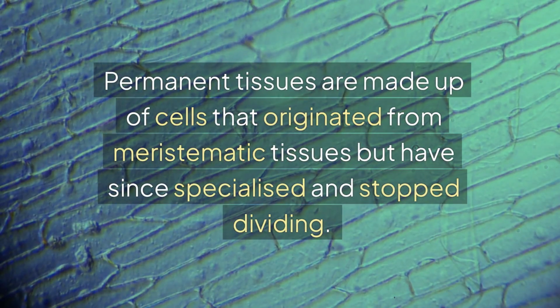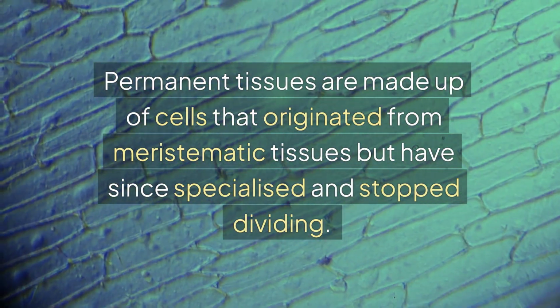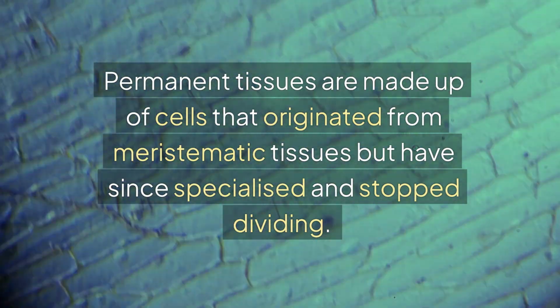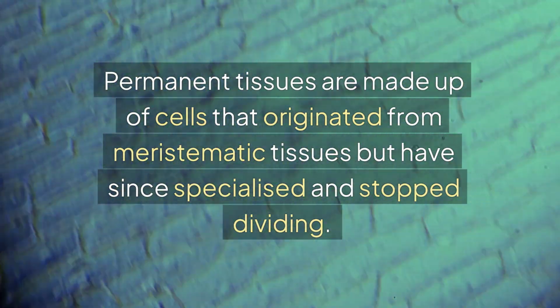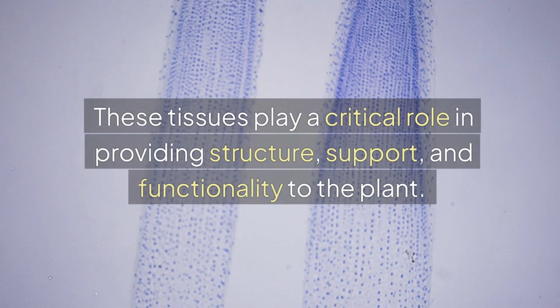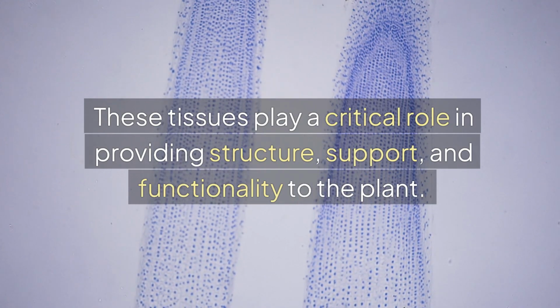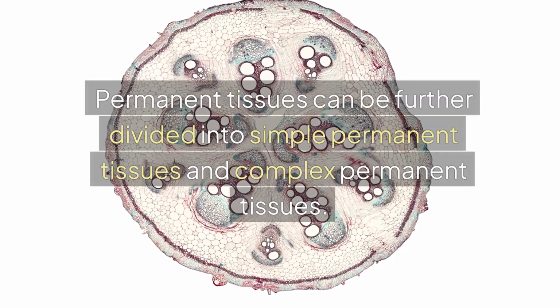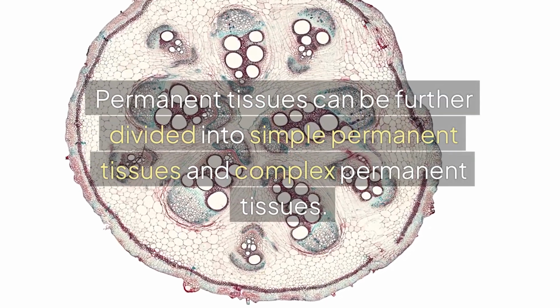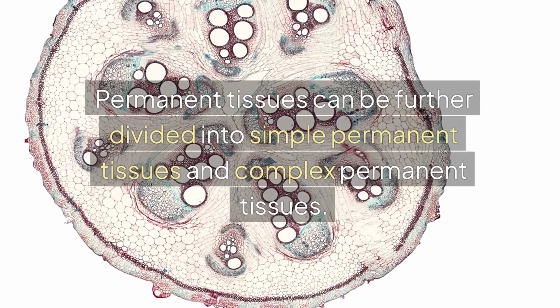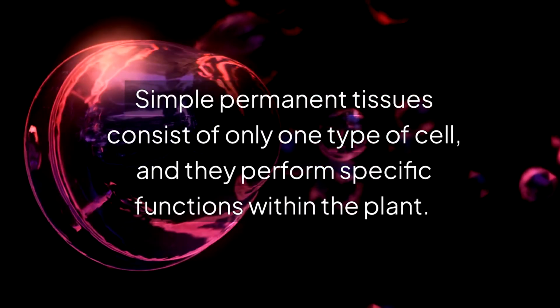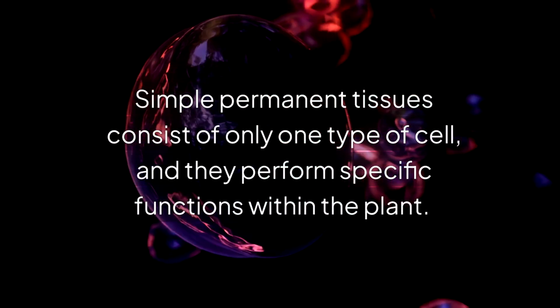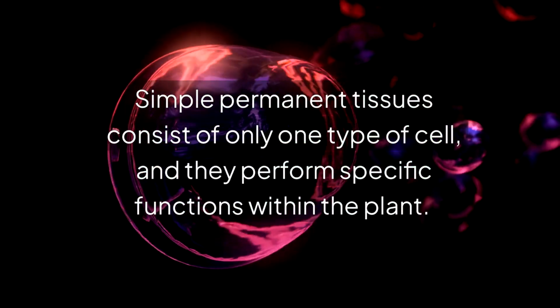Permanent tissues are made up of cells that originated from meristematic tissues but have since specialized and stopped dividing. These tissues play a critical role in providing structure, support, and functionality to the plant. Permanent tissues can be further divided into simple permanent tissues and complex permanent tissues. Simple permanent tissues consist of only one type of cell, and they perform specific functions within the plant.